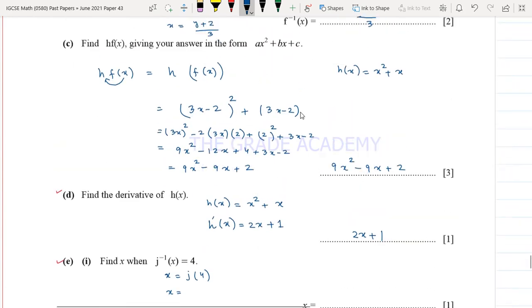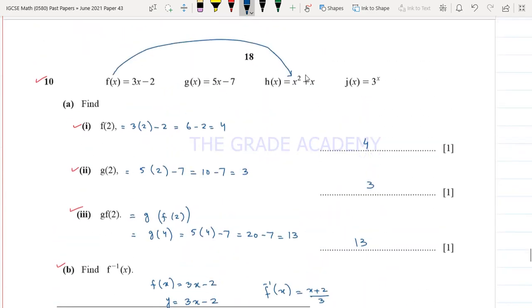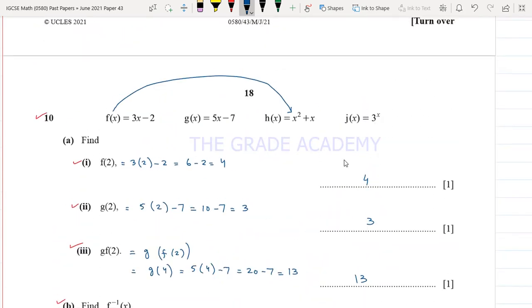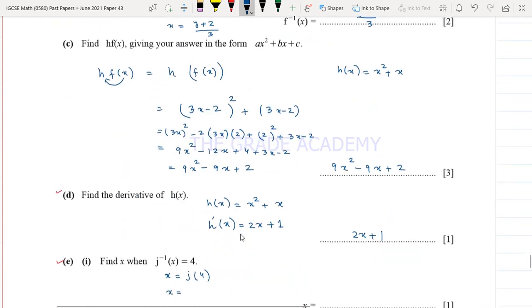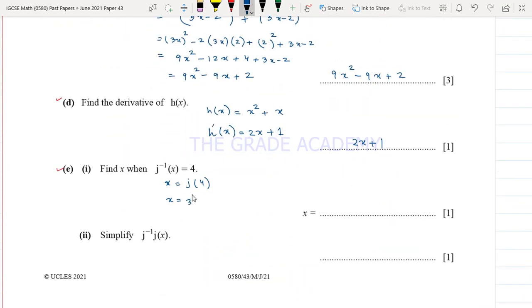The function j of x is 3 to the power x. So j of 4 will be equal to 3 to the power 4, which is equal to 81. So x is equal to 81.